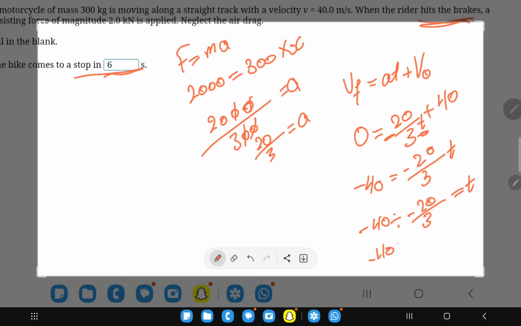It's minus 40 times 3 over 20. We cancel, and the minuses cancel too, so 6 equals t, 6 seconds.